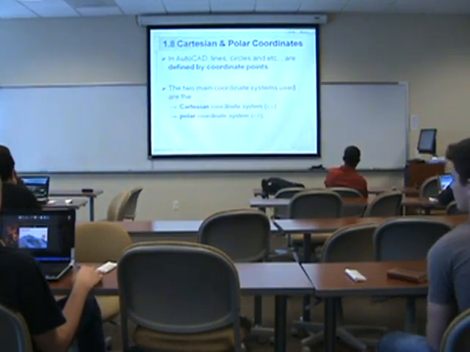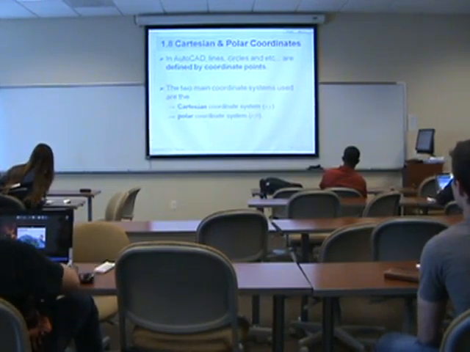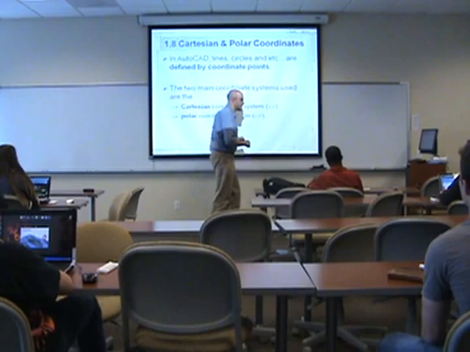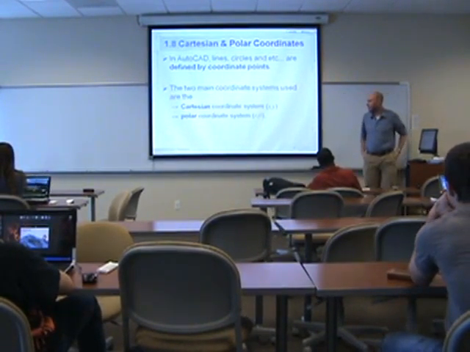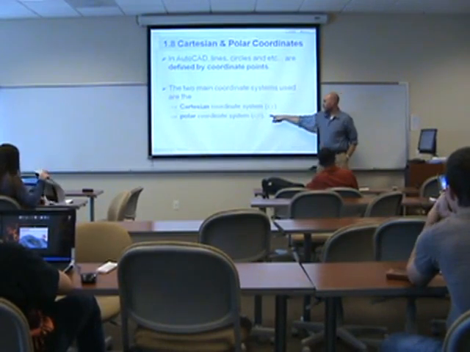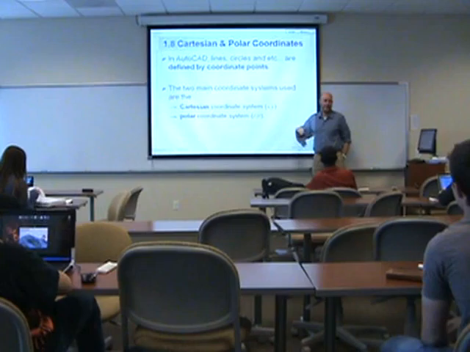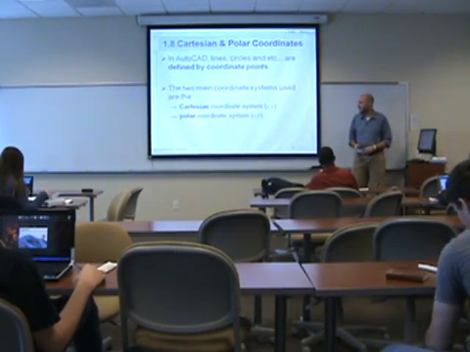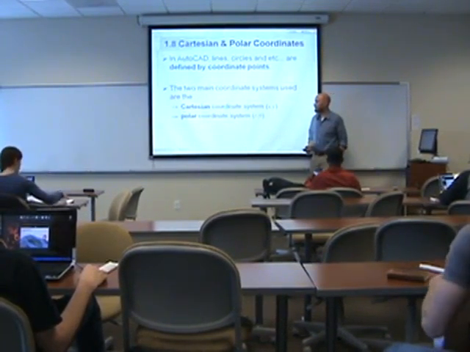If you're following on in the book, we're in section 1.8. We're talking about coordinates. So in AutoCAD, we're going to be entering things in coordinates, and we have x, y, and r, theta. What's missing is the z because we're doing planar drawings. So these are the same things we talked about in the Excel advanced math.